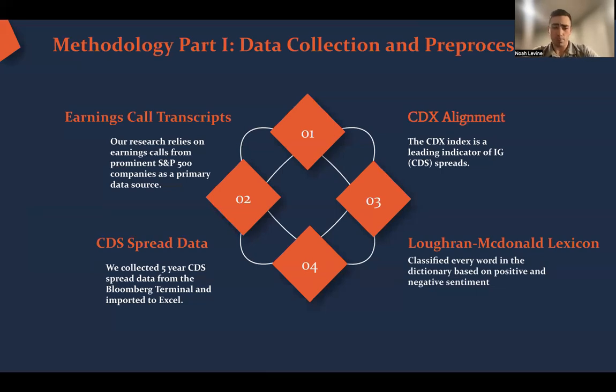Then I had to use CDS spread data, which obviously is the time series information from Bloomberg. And I collected the 5-year spreads and 5 years worth of daily data of the spreads from the Bloomberg terminal and imported this to Excel. And then finally, I had to use this Loughran-McDonald lexicon, which essentially is a CSV file which categorizes every single word in the dictionary based off positive or negative sentiment.